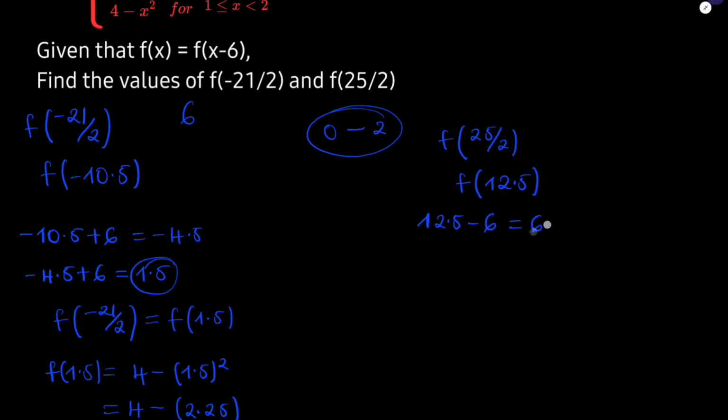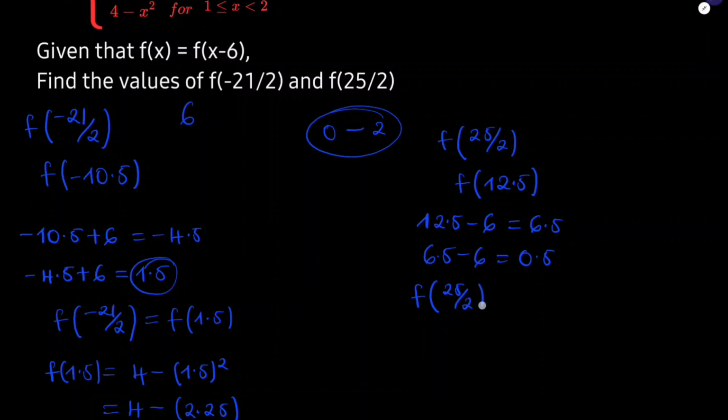This gives us 6.5. Now let's look at 6.5. Is 6.5 in our range? No, it is still greater than 2, so we subtract again. 6.5 minus 6 gives us 0.5. Is 0.5 in our range? Yes, 0.5 is greater than 0 and less than 2. So we can say that f(25/2) is the same as f(0.5).